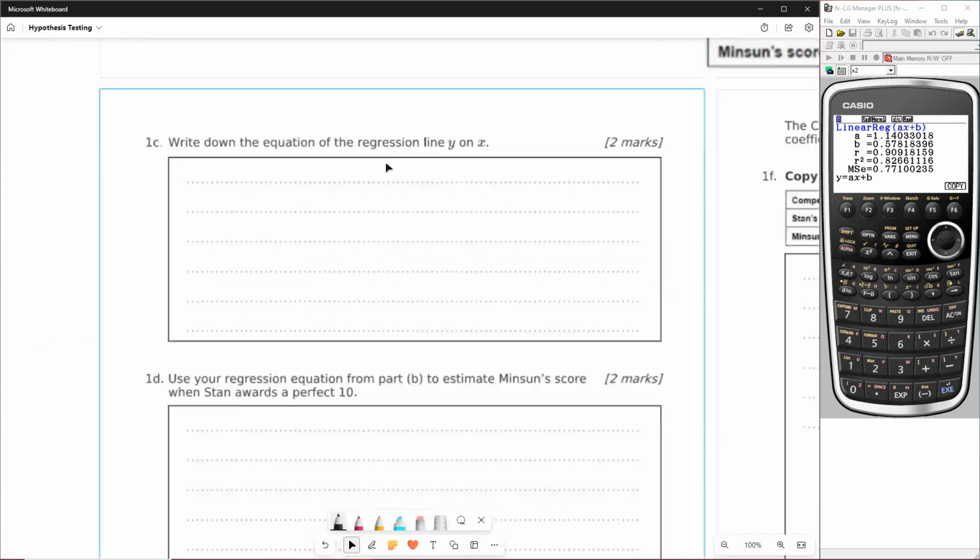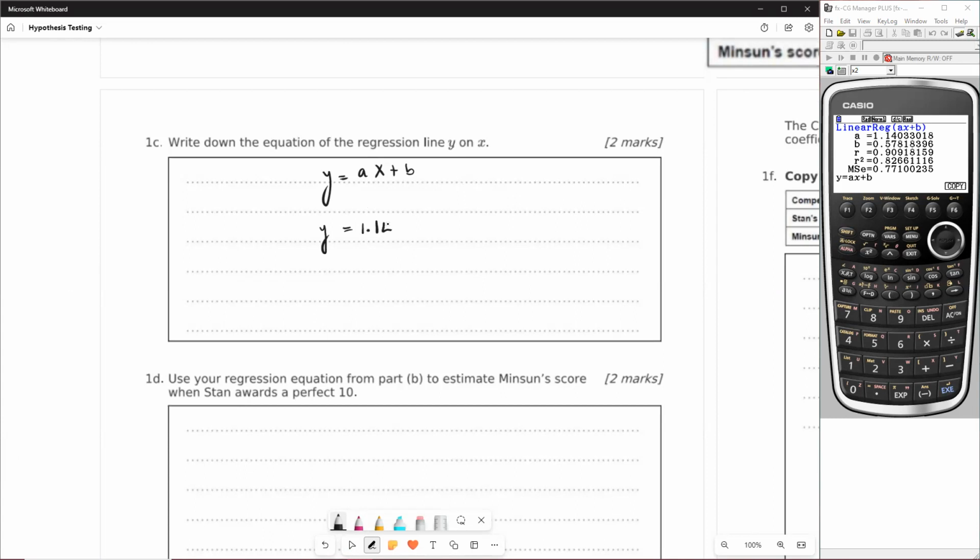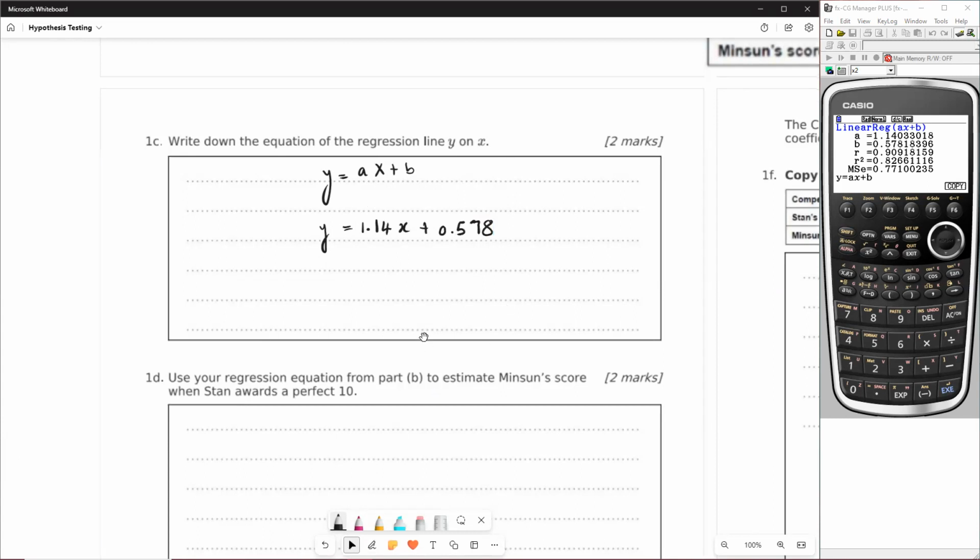Write down the equation of the regression line. We chose the form ax plus b. You can kind of see it on the calculator there. So what you need to get from your calculator is the value of a, and that's 1.14, and the value of b, and that's 0.578. That's the equation of the line.